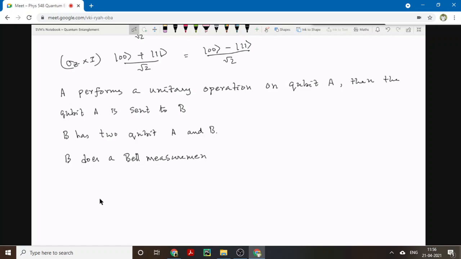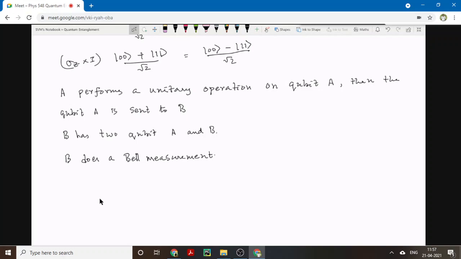Okay, B does a Bell measurement. Now, what is a Bell measurement? You are measuring some operator whose eigenstates are Bell states. That means after the measurement, you will get one of the Bell states as the answer, or whatever the state is, you get the corresponding eigenvalue.